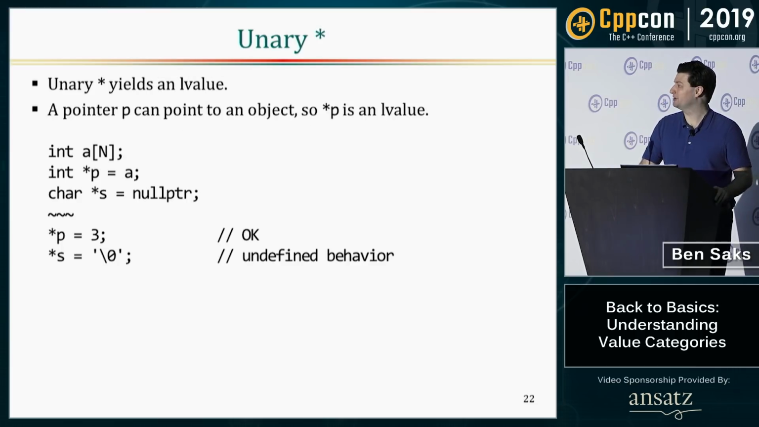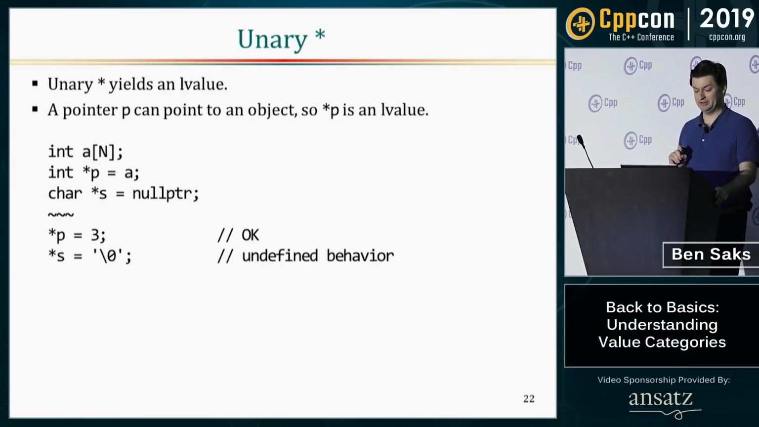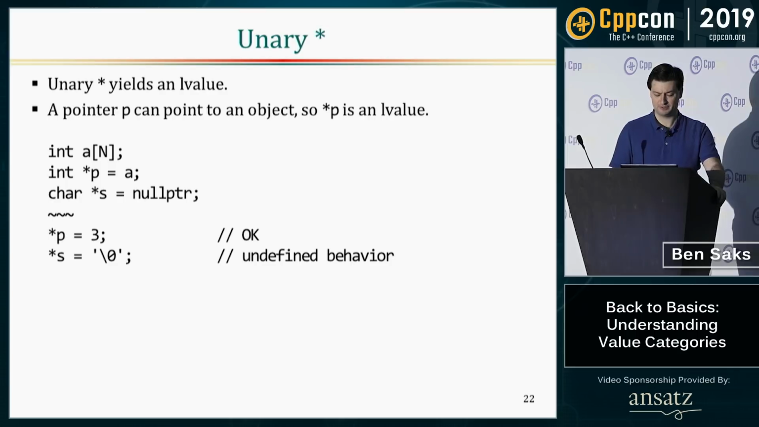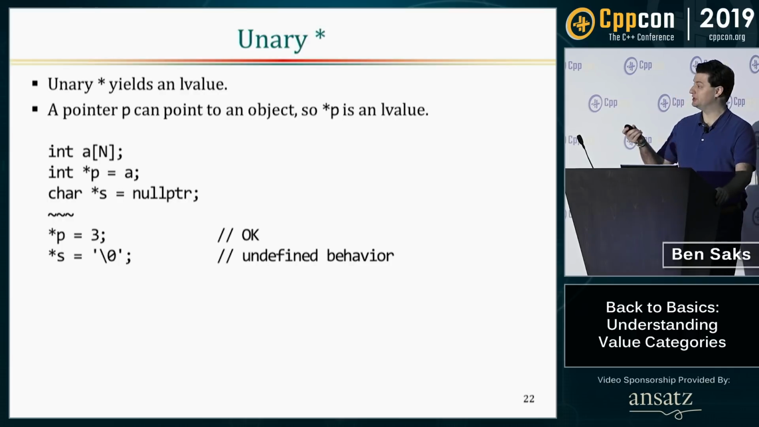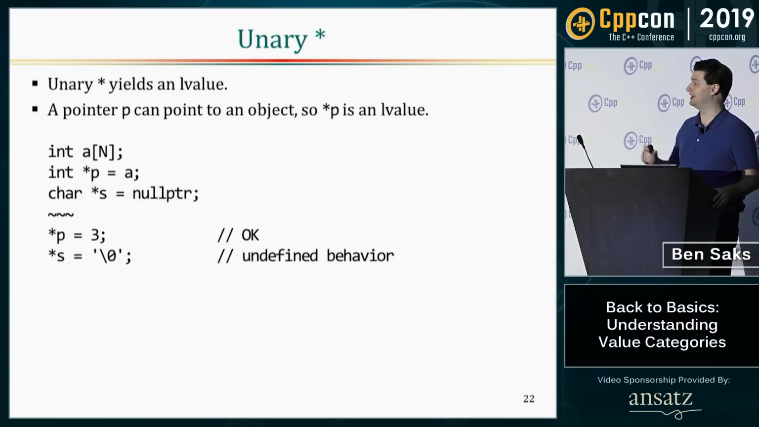So another operator that we'll look at is the unary star operator. Unary star yields an Lvalue. When we dereference a pointer, *p is an Lvalue. It's something that can be assigned to. So here we have an example. We have an array of integers. We have a pointer pointing to one of the elements in that array. We also have a character pointer that's initialized to null.